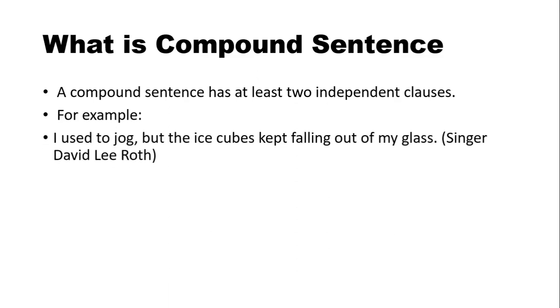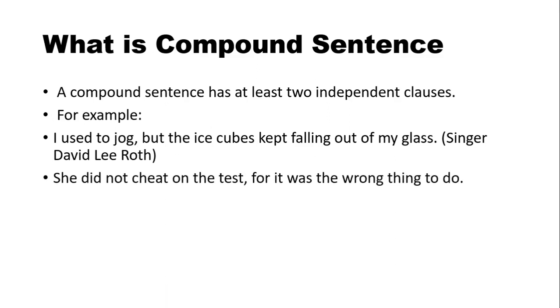Okay, so here you see, I used to jog, but the ice cubes kept falling out of my glasses. So here you see, I used to jog. This is a clause with complete meaning. But the ice cubes kept falling, this is also another independent clause. So altogether we have got a compound sentence.